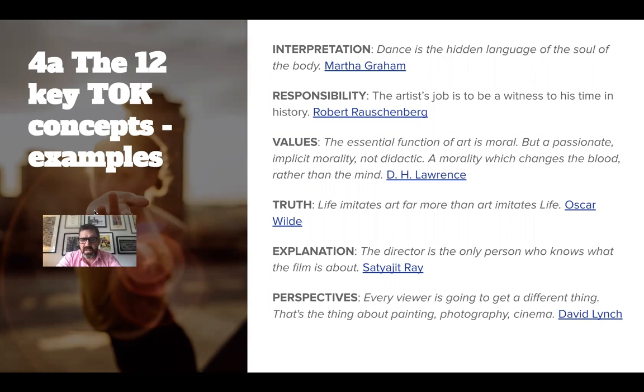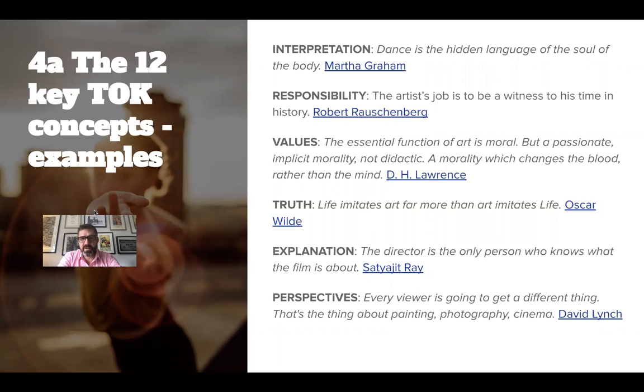Values. This is a fantastic quote from D.H. Lawrence, which we actually draw on and look at in a couple of lessons that we do in theoryofknowledge.net. The essential function of art is moral, but a passionate implicit morality, not didactic, a morality which changes the blood rather than the mind. Again, that's a great quote to begin a conversation with students about the relationship between art and morality. The role that art plays in informing us about moral issues and ethics, something that I'll come back to because I find that quite interesting.